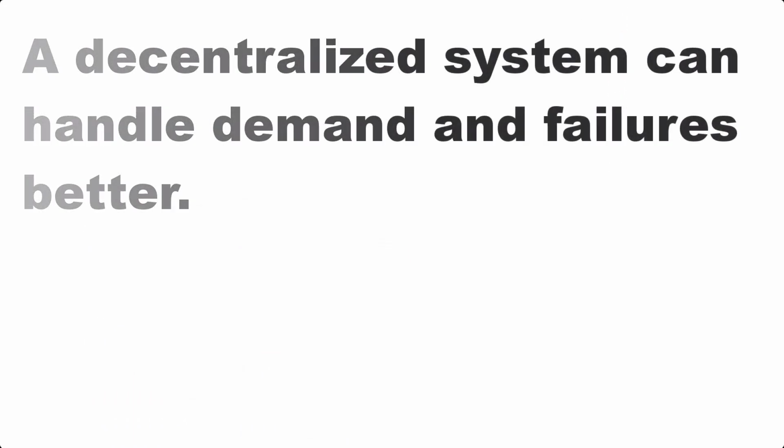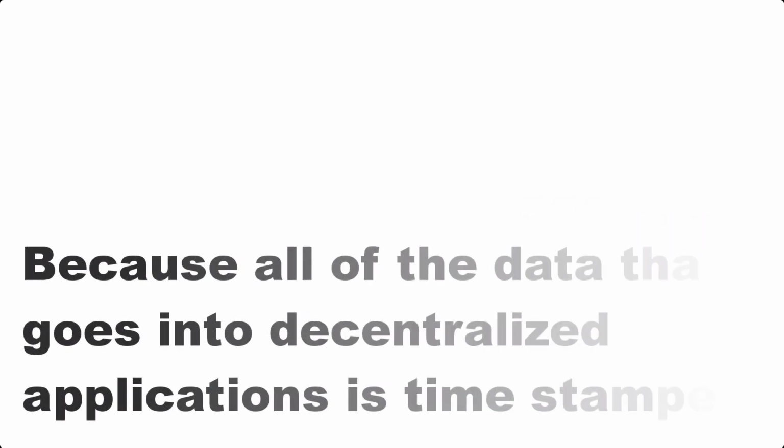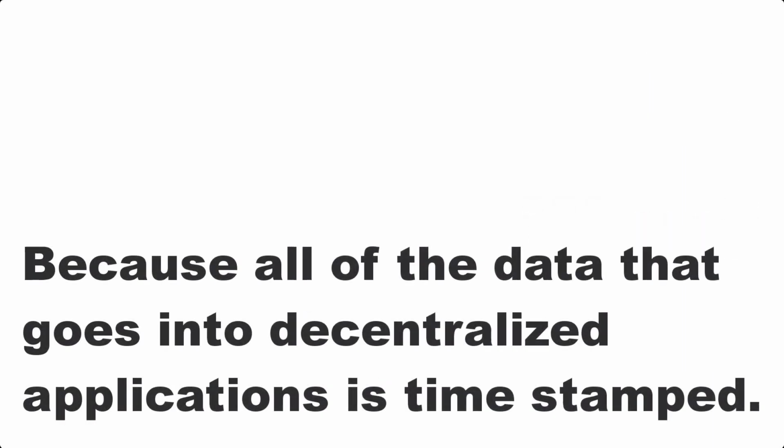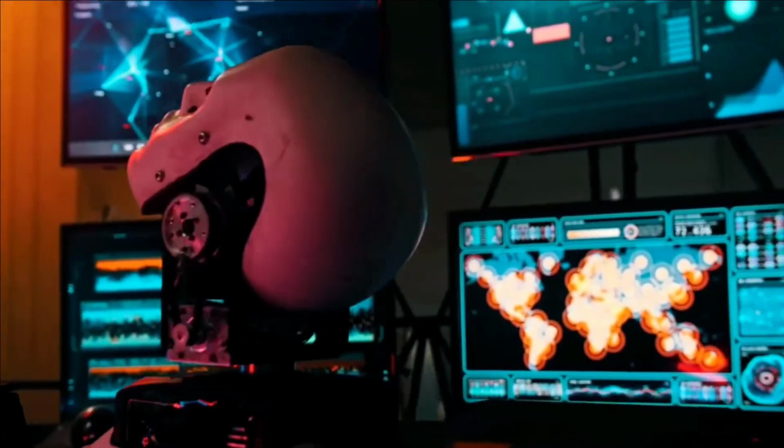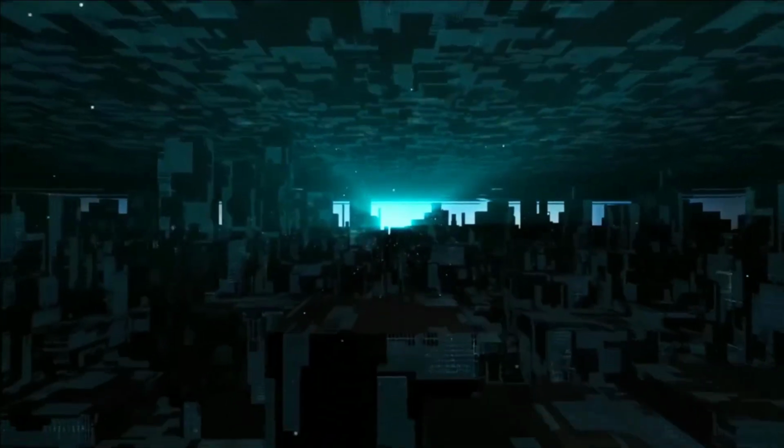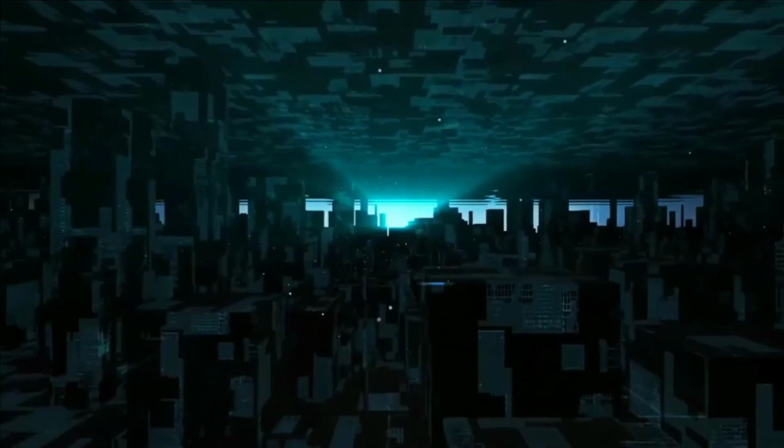A decentralized system can handle demand and failures better. Why? Because all of the data that goes into the decentralized applications is time-stamped. That way, if there is anything put into the applications, it is validated with every participant in the network. In conclusion, Web 3.0 has both a technical side and a conceptual side.